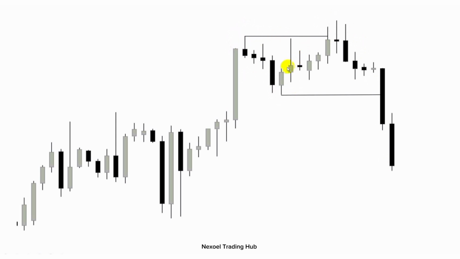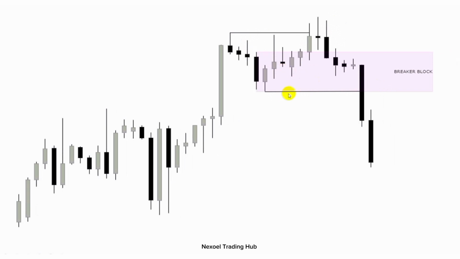So where is the last down close candle that sponsored this bullish move? You can see within this retracement line, this is the last down close candle that sponsored this bullish move that took out this high. So meaning this is our breaker block, our bearish breaker block. So we have this as our bearish breaker block.